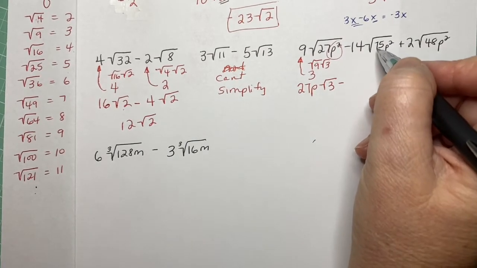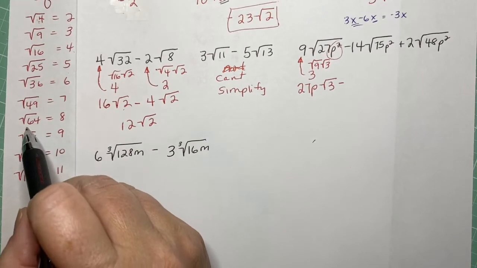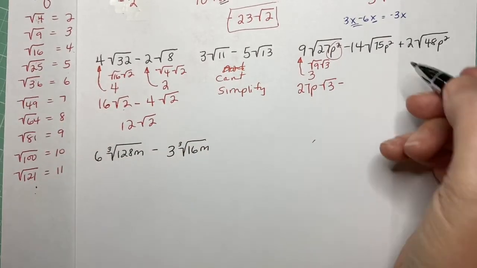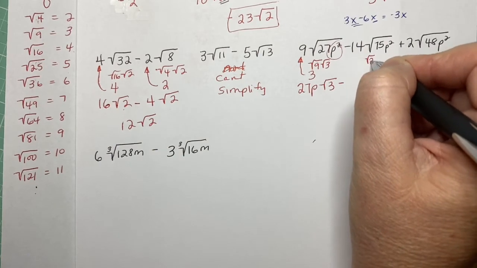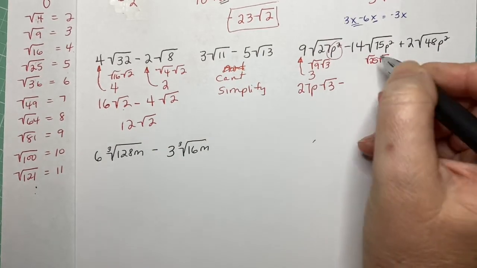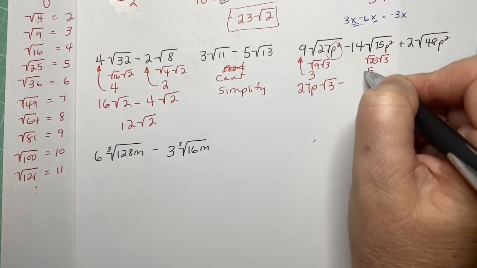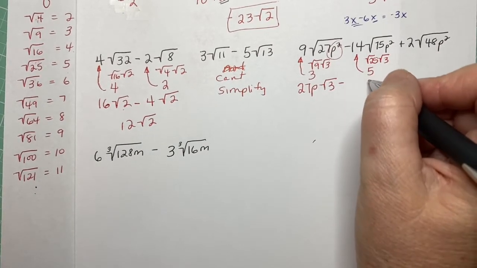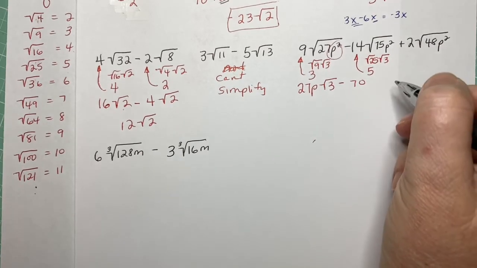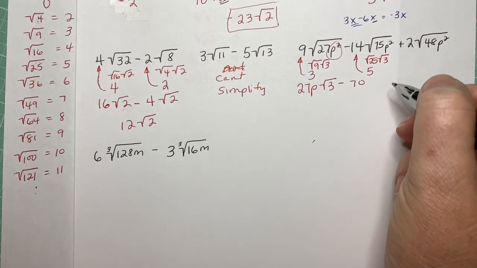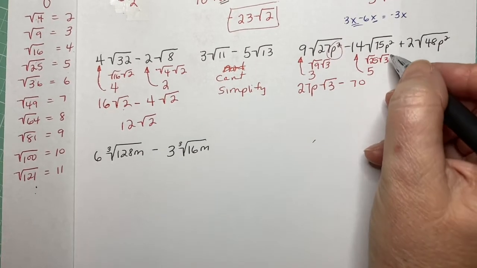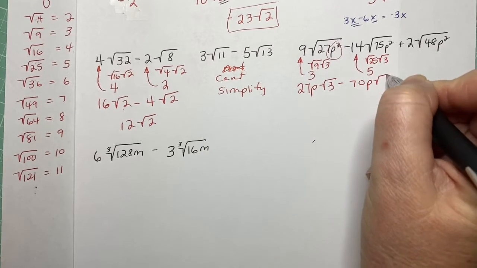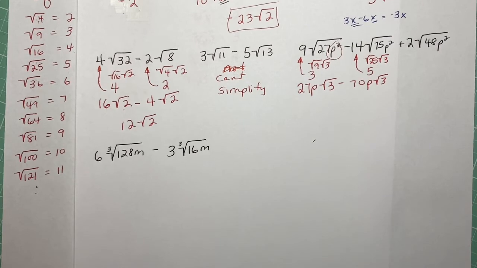So we're going to look at 75. 75 falls way down here, but as we work backwards, the first thing that'll go into 75 is 25. So 75 breaks up to be 25 times 3. The square root of 25 is 5, and 5 times 14 is 70. Let me think about that one for a minute. Then the square root of p squared comes out as a p, and the square root of 3 stays in.